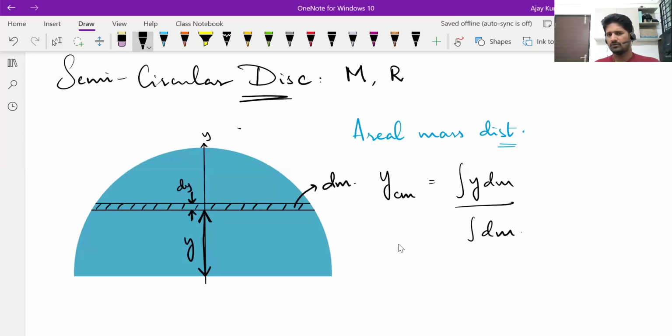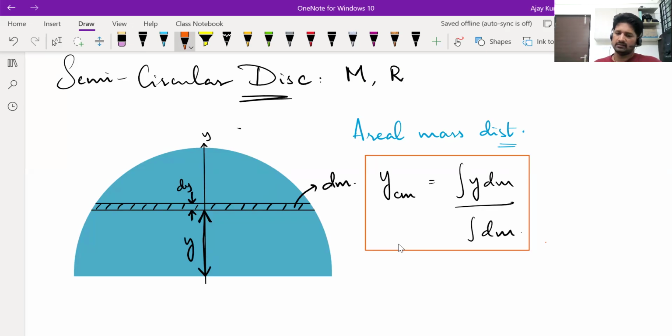So what we are looking for, or what we are trying to derive, is the y-coordinate of its center of mass. The formula for y-coordinate of center of mass of a continuous mass distribution is integral y dm divided by integral dm. If you want to integrate this, you need to express dm in terms of dy. But let's understand what dm and dy are.